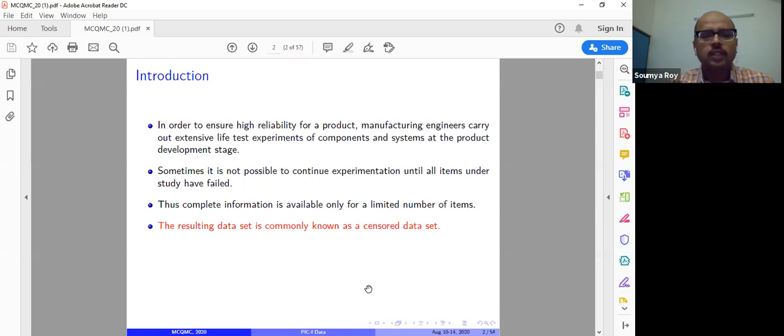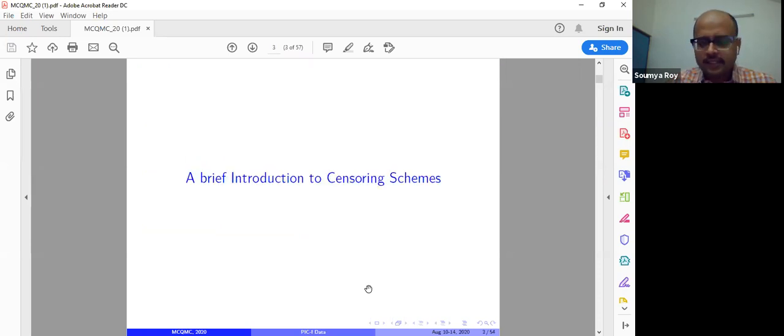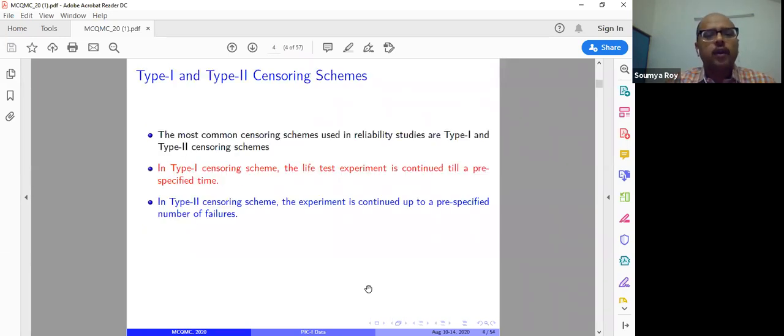Sometimes it's not possible to continue experimentation until all the items have failed. This is because of resource constraints. Thus, complete information is available only for a limited number of items. The resulting dataset is known in reliability engineering as a censored dataset. Of all the censoring schemes, type 1 and type 2 censoring schemes are very popular, mainly because they're very easy to implement.